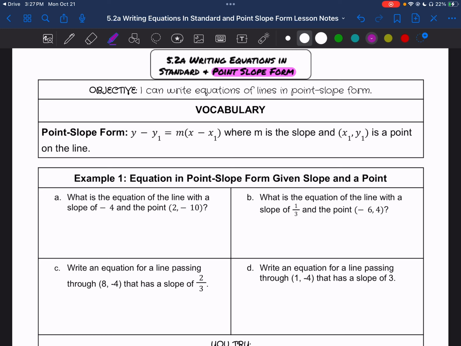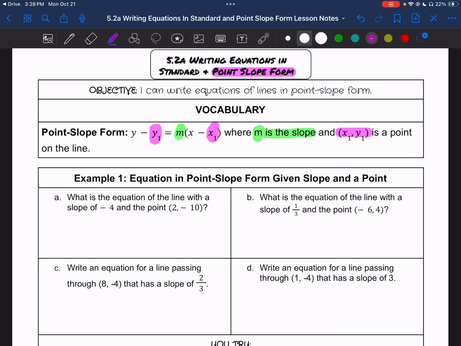Now, you might be asking yourself, Mr. Boland, what is this point-slope form that I've heard you reference over and over again as we've seen different equations that we were solving? You kept telling us they were point-slope form. What is that? Well, it is this generic form that you see here. y minus y1 is equal to m times the quantity x minus x1, where m is my slope, and x1, y1 is a point that is on the line.